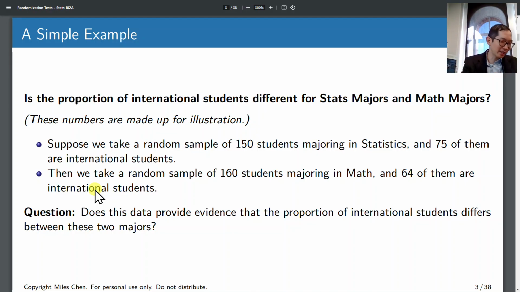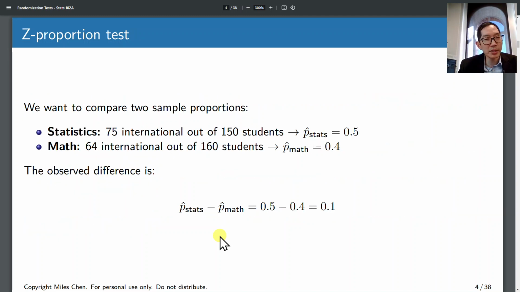I just made up these numbers here, but I just said, is the proportion of international students different for stats majors and math majors, okay? And so suppose I took a random sample of 150 students in statistics and 160 students in math, okay? And for the statistics students, 75 of them are international students. For those majoring in math, 64 are international students. And the question is, does the data I have provide evidence that the proportion of international students is different between these two majors? Okay, so we want to compare two sample proportions.